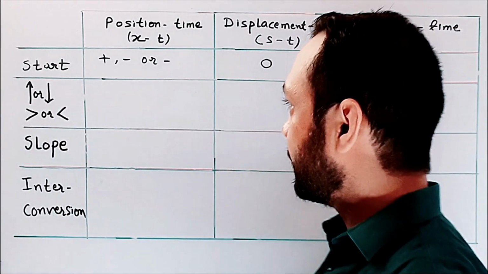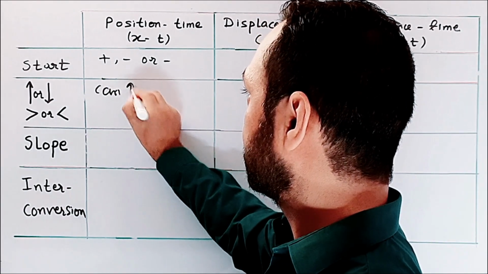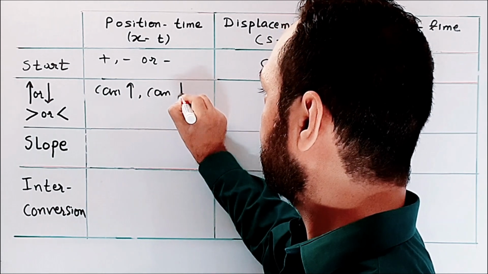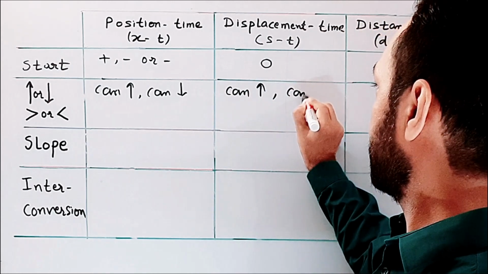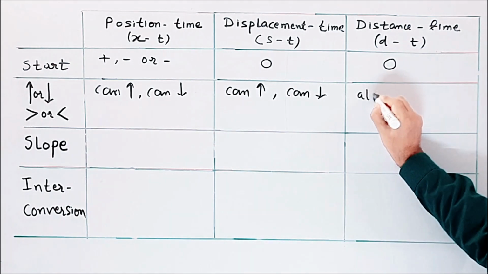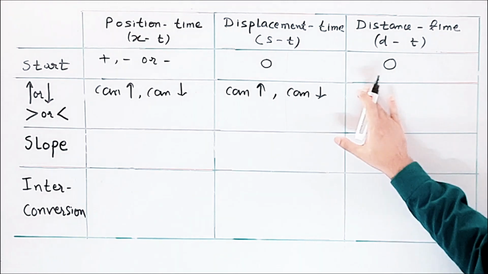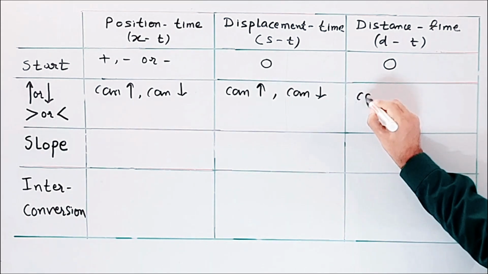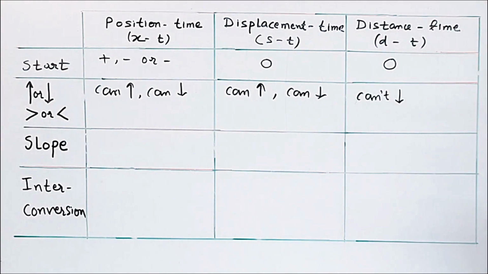So what I can say is that position can increase, can decrease, displacement can also increase, displacement can also decrease, but distance cannot decrease. It is better to say cannot decrease, because in the words cannot decrease there are two things: either it can remain constant or it will increase. So it can either increase or remain constant.